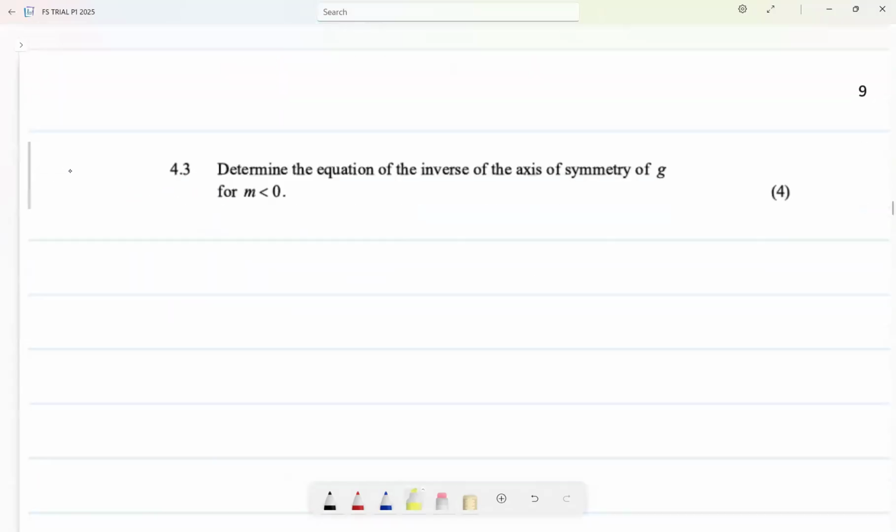And then they say determine the equation of the inverse of the axis of symmetry of g for m less than 0. So let's first find the equation of the axis of symmetry, remember, m is less than 0, meaning it has a negative gradient.